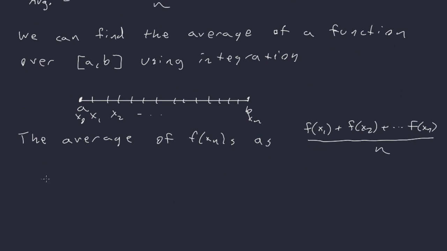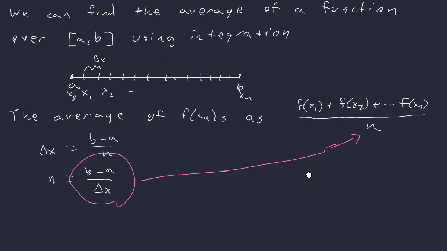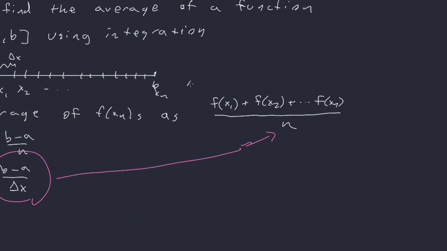Now, maybe this looks familiar, right? In fact, if we remember that delta x, if we do this in the same way that we do our usual integrals, our delta x is (b minus a) over n. If we solve this for n, we get n is equal to (b minus a) over delta x. Replacing this n with (b minus a) over delta x, the average of n values will end up being this sum.